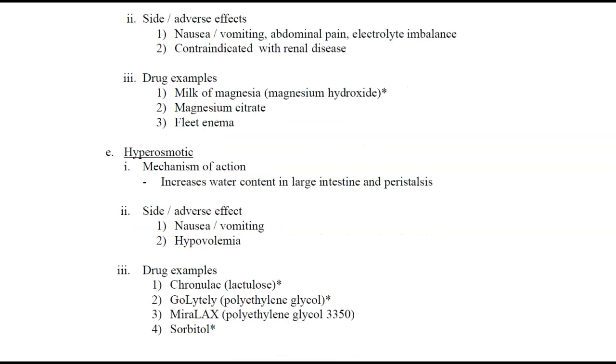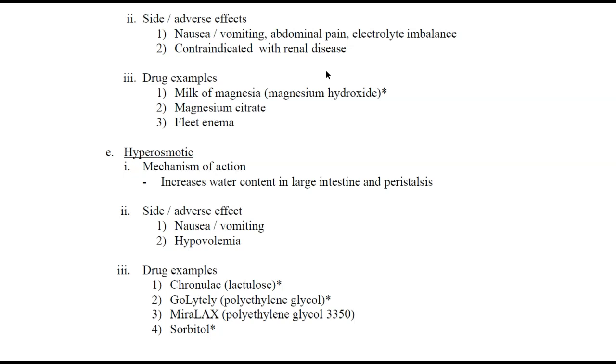Last medication class are the hyperosmotic laxatives. The mechanism of action of this laxative includes increasing water content in the large intestine and peristalsis. Side effects or adverse effects include nausea, vomiting, and hypovolemia, low water volume, because it increases the water content in the large intestine and increases peristalsis. So then it's pulling all the fluid and it's expediting the movement.